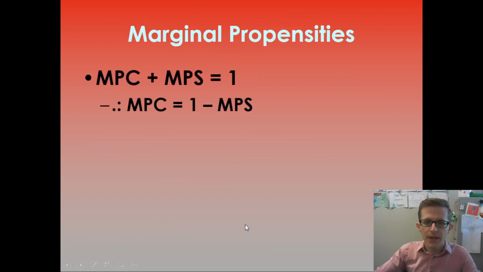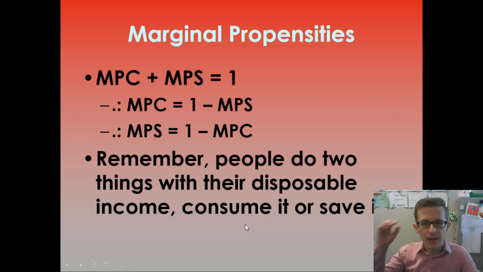Marginal propensities, then. Again, MPC plus MPS is always going to equal 1. MPC will be 1 minus MPS, MPS will be 1 minus MPC. We're operating under the assumption that there's only two things that you can do with your disposable income: consume it or save it. That's it, nothing else. Again, consuming it means you are spending it on something. The actual MPC in our country is somewhere from 0.9 to 0.95.